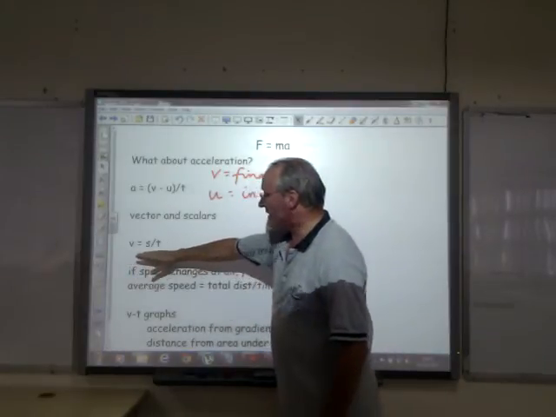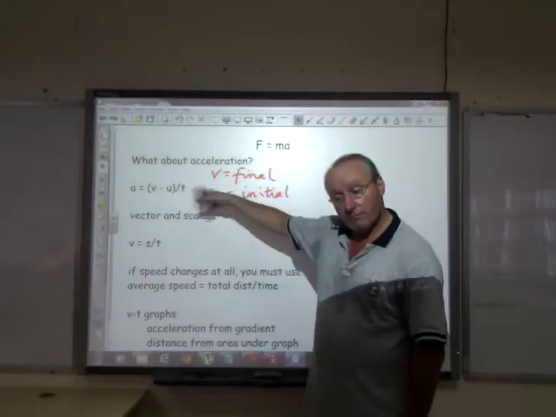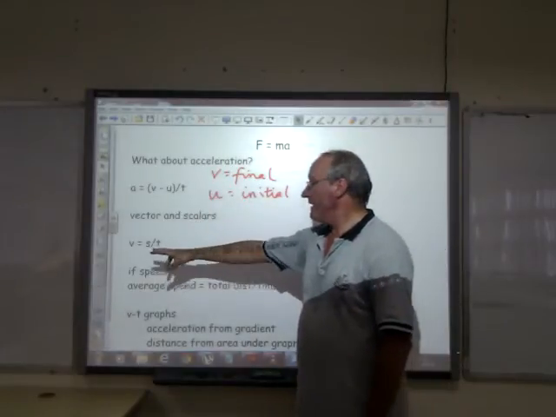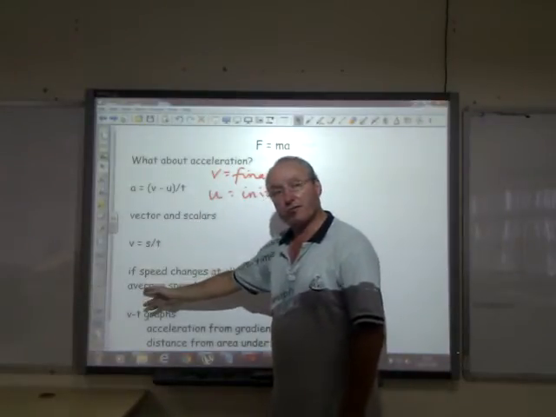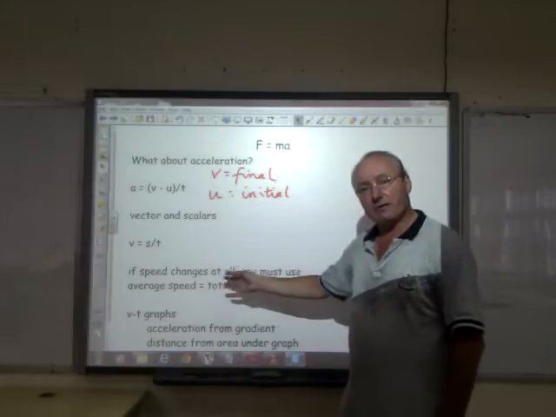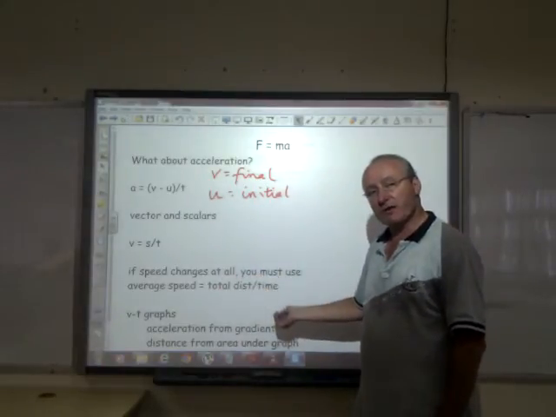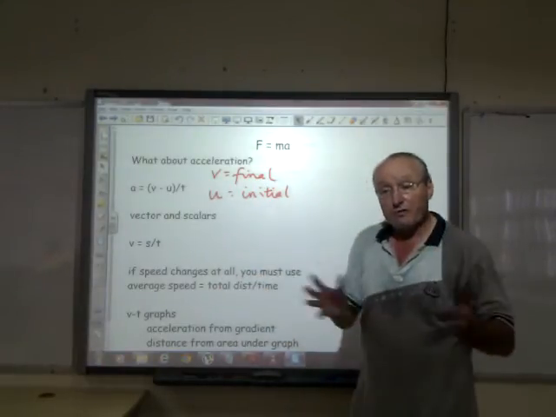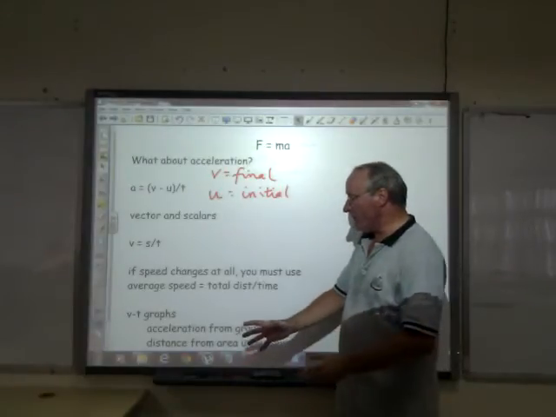But what if the speed keeps changing, as it often does? We're dealing with acceleration, remember. If the speed changes, we have to do average speed equals total distance divided by time. So look, there's loads of formulae in here, you've got to learn them.